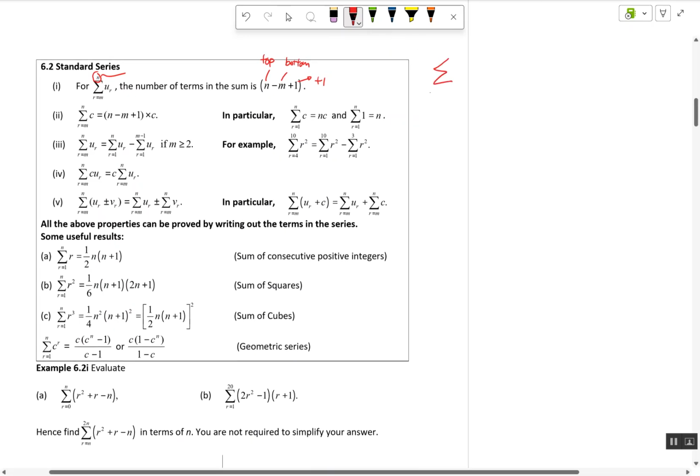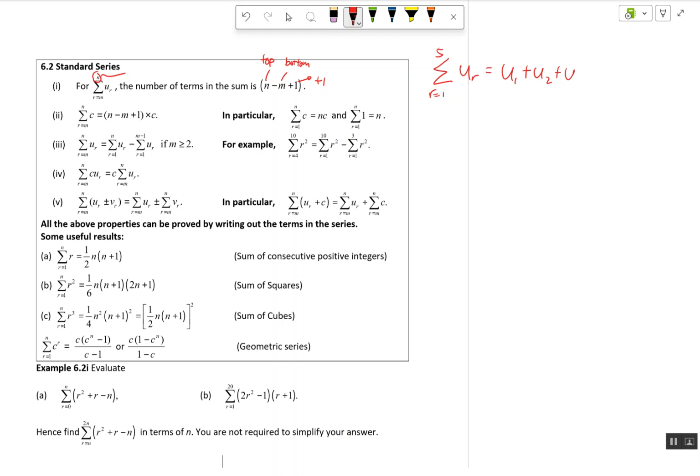Now how does this work? Let's say I have the sum from r equals 1 to 5 of ur. I know it's u1 plus u2 plus u3 plus u4 plus u5. How many terms are there? There are 5 terms. So how to get this 5 from this number here and this number here? The number of terms is 5 minus 1 plus 1, which of course I know is 5. Like from 1 to 5, I know there are 5.